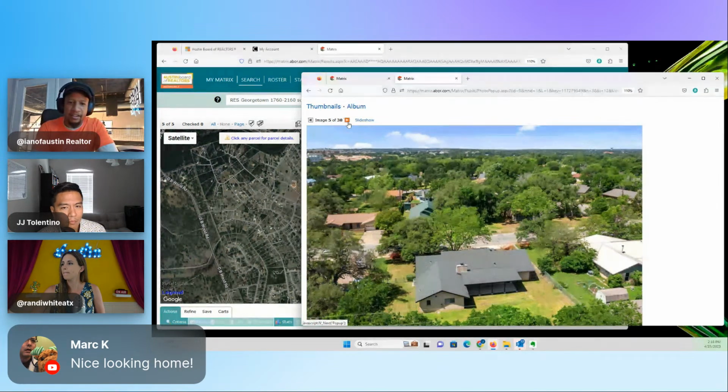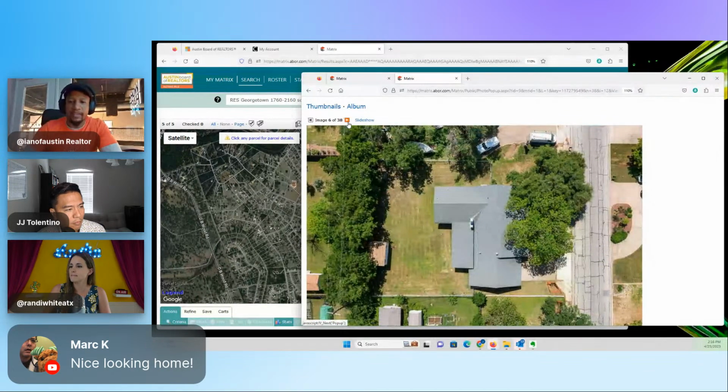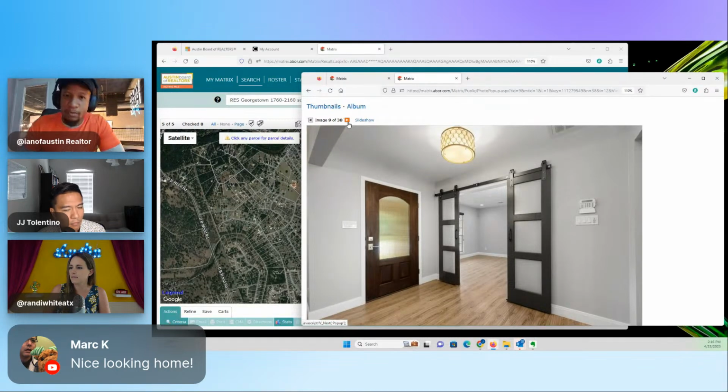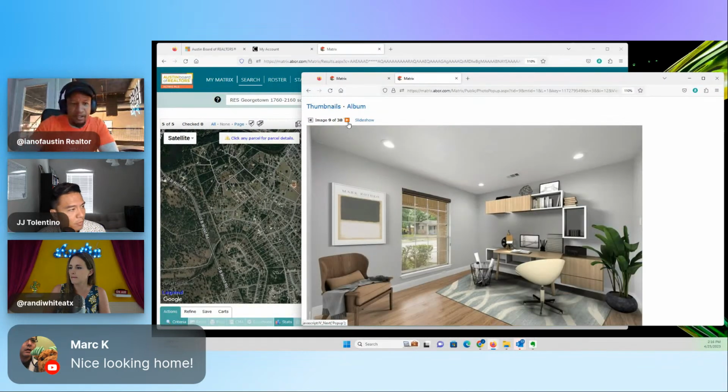I don't think it was actually staged in the pictures, but I'll show it later and the reason why we went that approach. But while we're talking about it, Mark says, nice looking home. I think you might have a potential buyer there. Thank you, Mark. I'm just kidding.